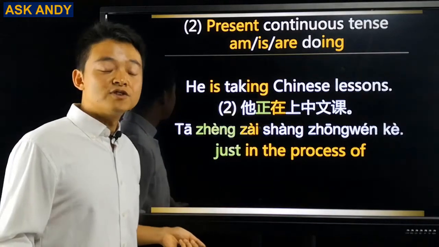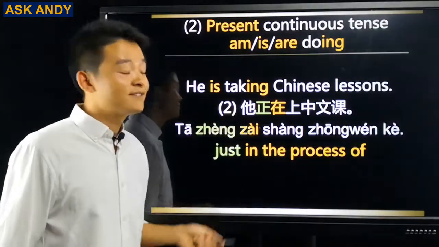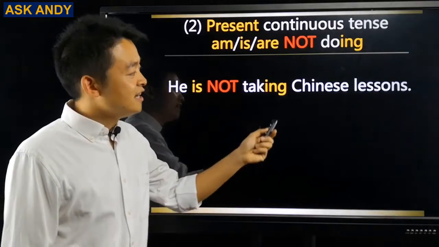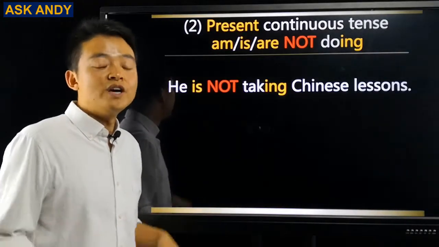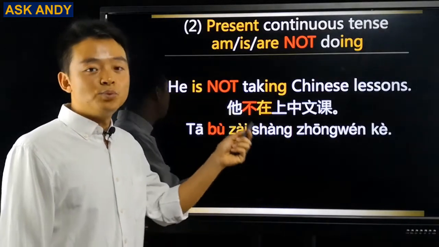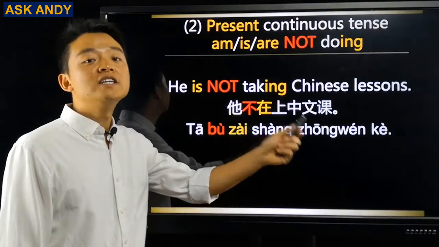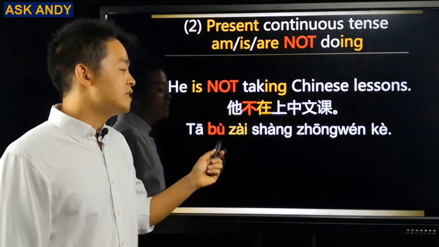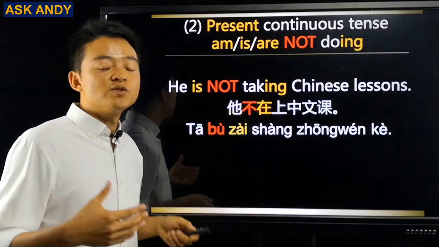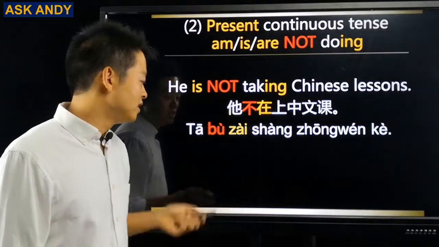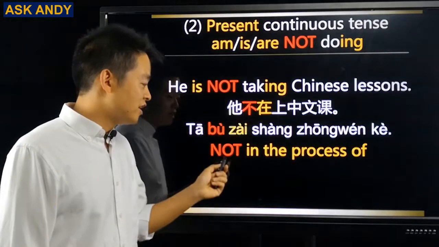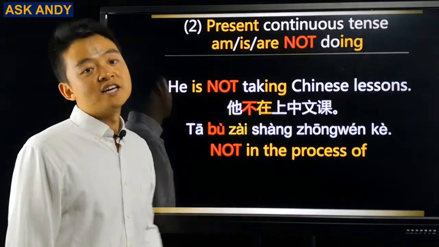How do we negate verbs in present continuous tense? So, he is not taking Chinese lessons. We also negate it with a 不. It is 他不在上中文课. It's also easy to understand with my translation. It would be not in the process of. He not in the process of taking Chinese lessons.